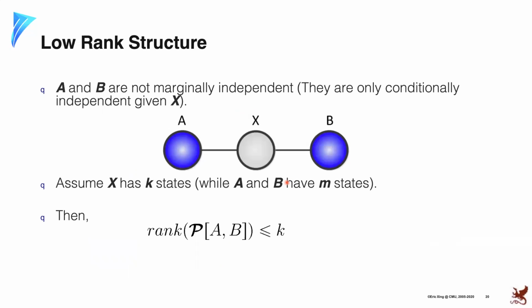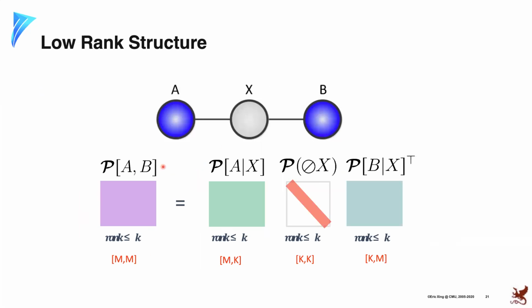If the rank is between 1 and m, then A and B are not marginally independent. They are only conditionally independent given a hidden variable x. So if this joint probability matrix of A and B is of rank k, we can represent it using this graphical model where we introduce a latent variable x with k states, where A and B have m states. Based on this assumption, we can factorize this whole matrix using matrix multiplication.